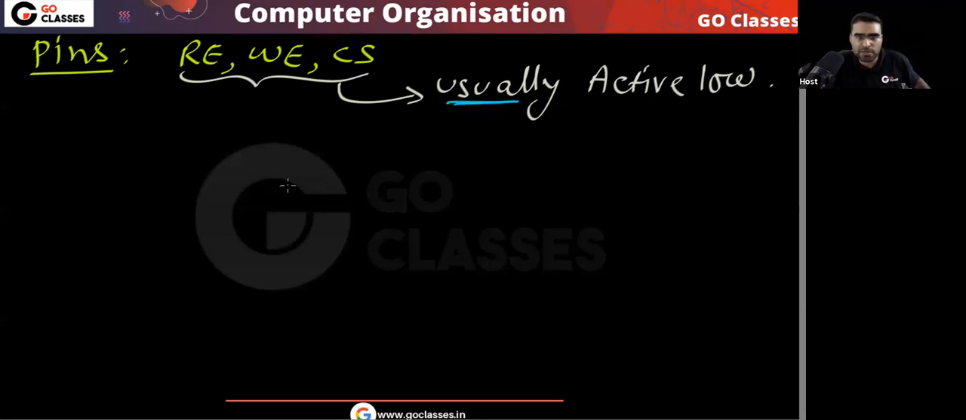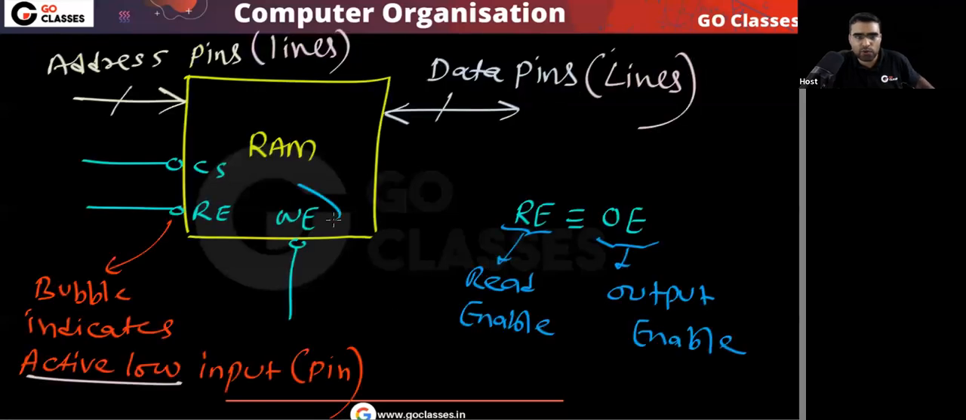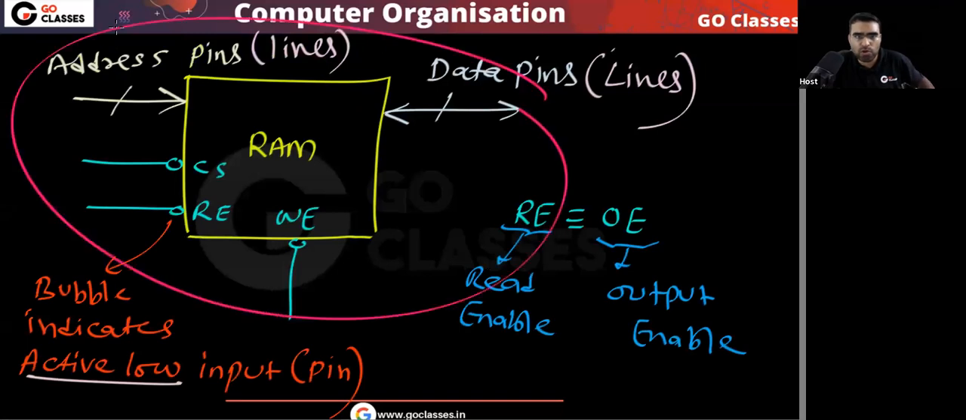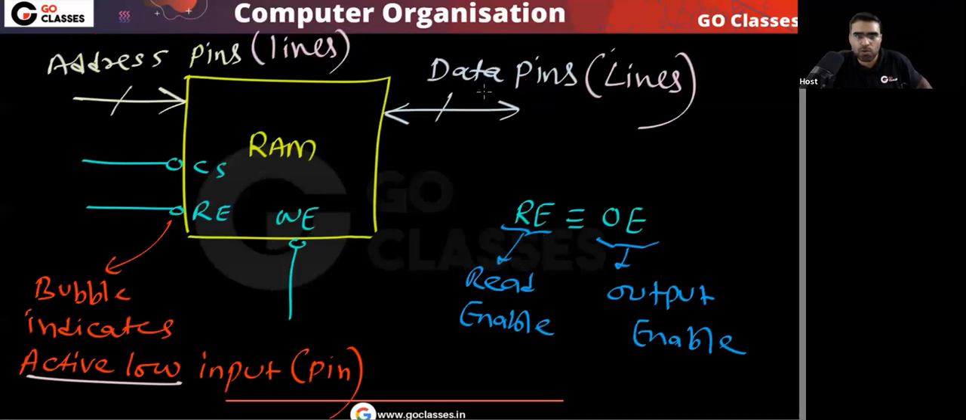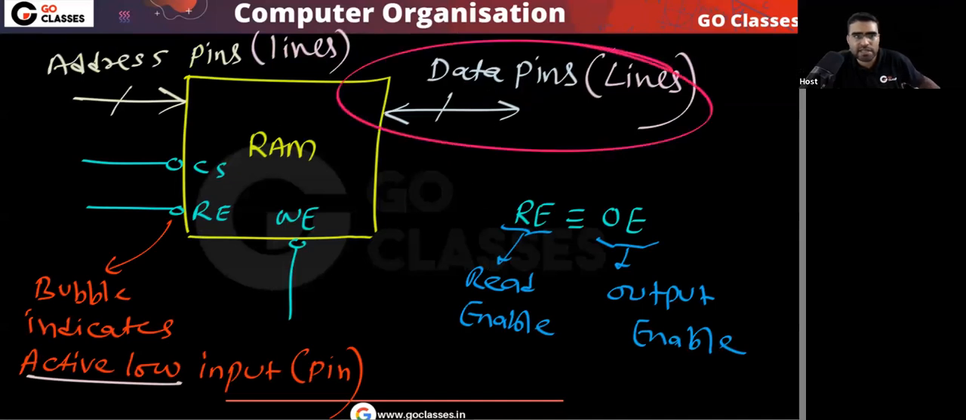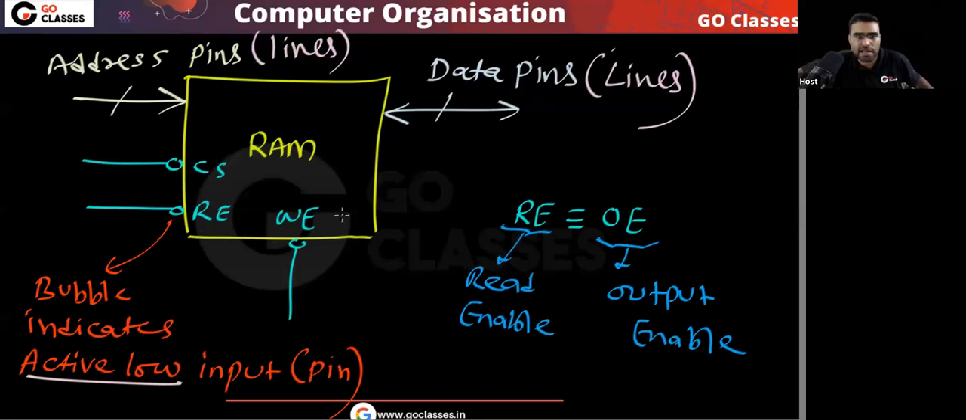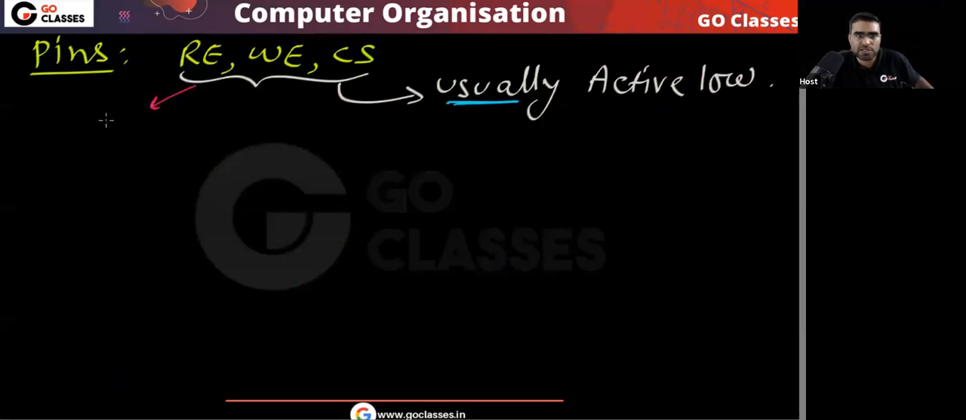Now you tell me, if these are active low, then what is the functionality of these pins? First of all, you notice this is your overall memory structure, the overall memory block diagram. In this block diagram there are data pins, address pins, and 3 more pins. These are control pins. Yes or no? You can say these are basically the control pins, or the control lines.